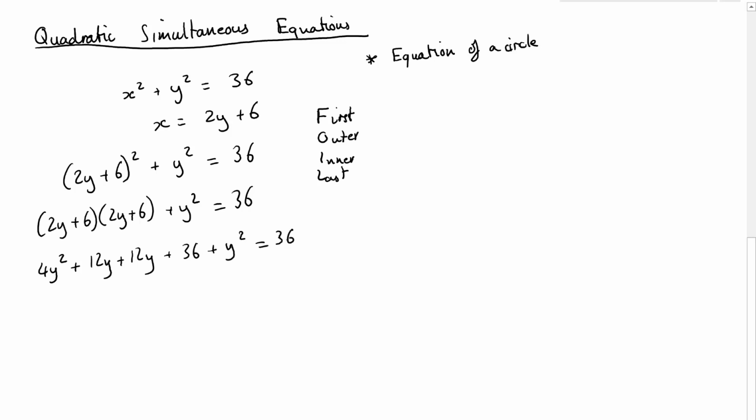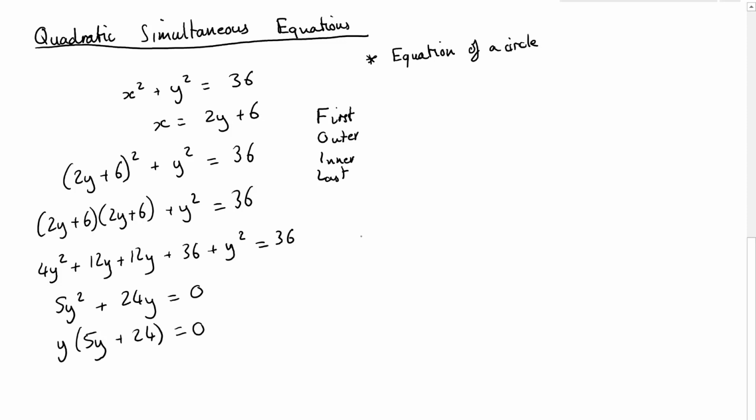Now I can move this 36 to this side and also collect some like terms. So I can say that when I simplify, my 4y squared plus the y squared becomes 5y squared. 12y plus 12y becomes 24y, but then 36 minus the 36 becomes equal to 0. So I don't actually have to solve a quadratic equation here because I can just factorize out a y. And I could say that let's take a y out, and that's going to be 5y plus 24. And that means that's equal to 0.